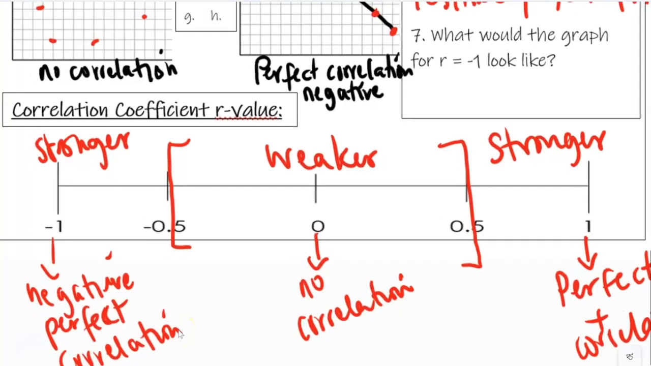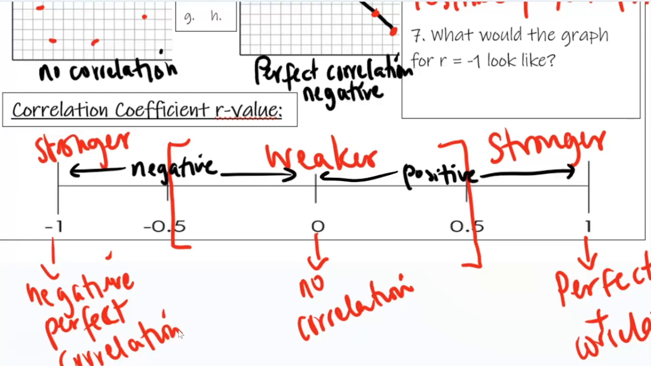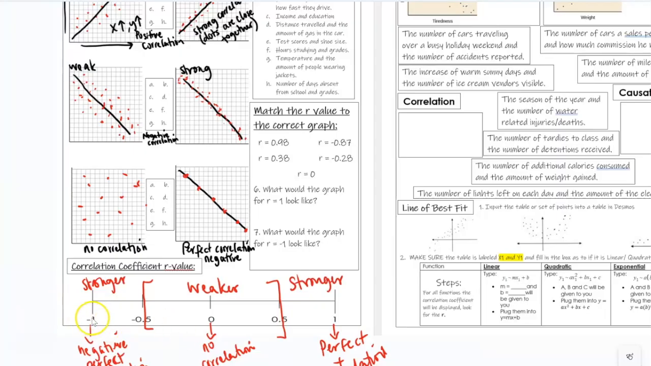All right, so this side is negative, and this side is positive. Again, if you're close to -1, you are a strong negative correlation. If you're closer to +1, you are a strong positive correlation. And in here, say you're at -0.3, you're a weak negative correlation. If you're at +0.3, you're a weak positive correlation.